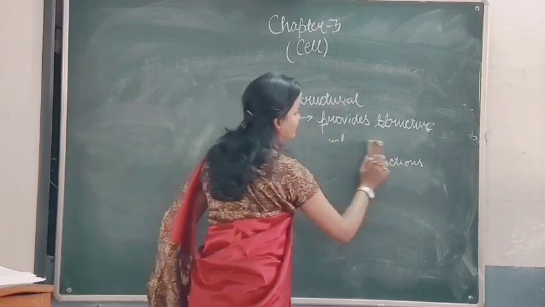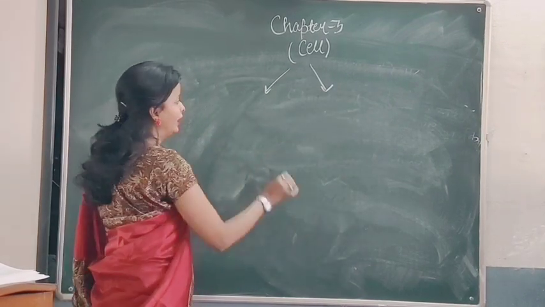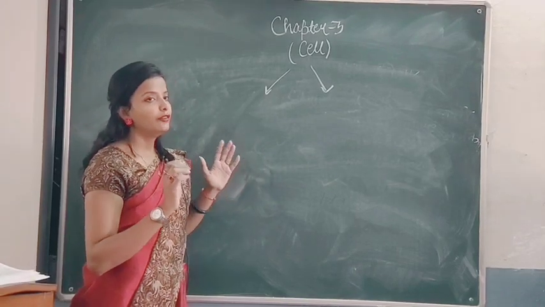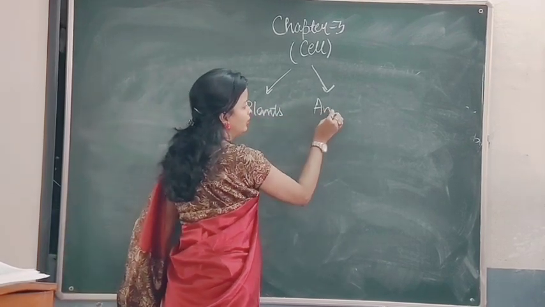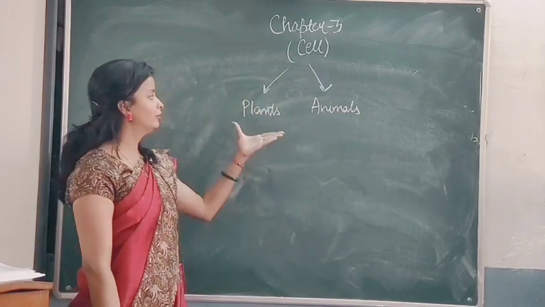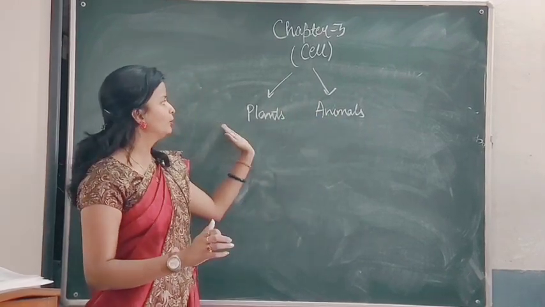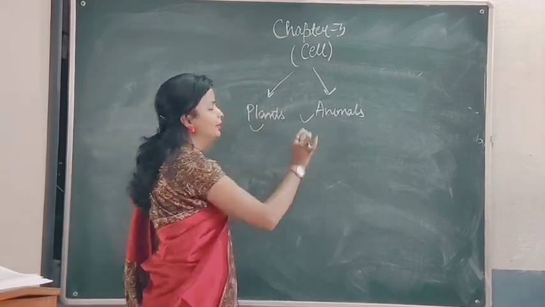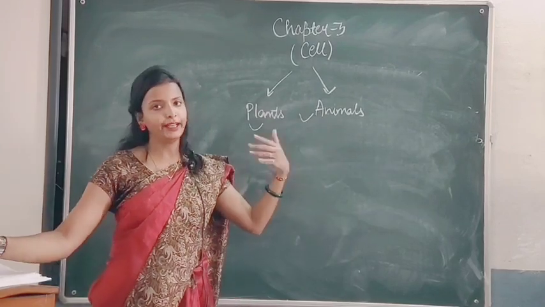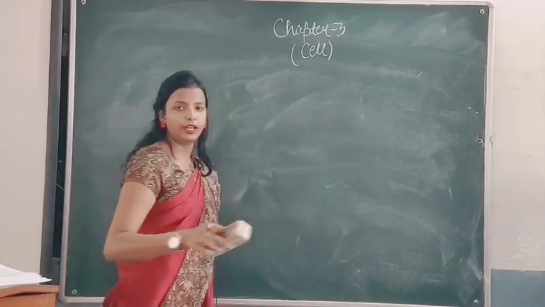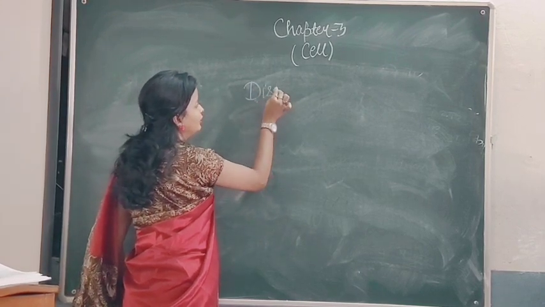So I hope this definition is clear to you that cell is the structural and functional unit of life. Now when we consider the types of the cell, cell is basically of two types. The living organisms we broadly classify into plants and the second one is animals. In higher classes, you will read the other subdivisions, but at this stage, you must know that living organisms are broadly classified into plants and animals. So, cell is of two types, plant cell and animal cell. We will discuss them in detail later on. First I will tell you the discovery of the cell, meaning the scientist who first observed it. So now we will discuss the discovery of the cell.